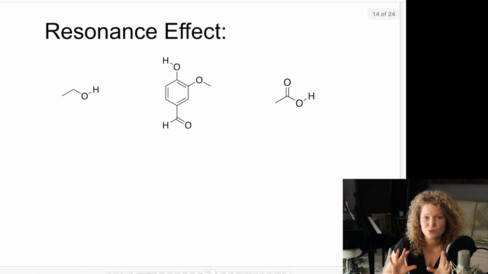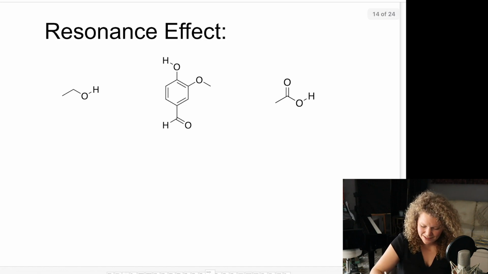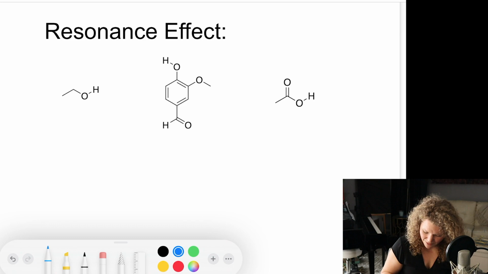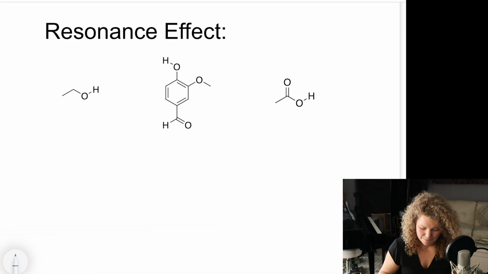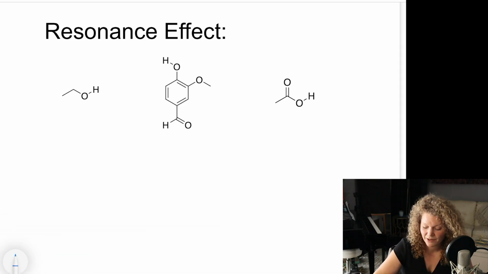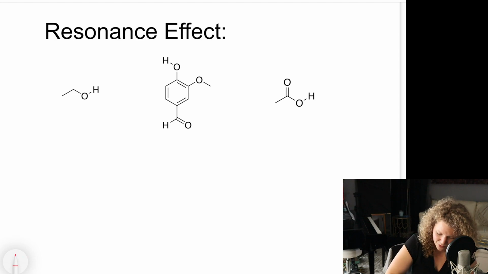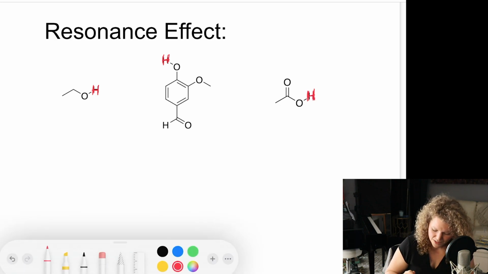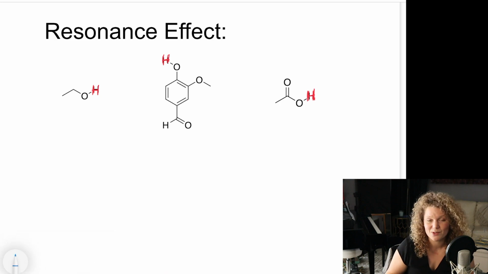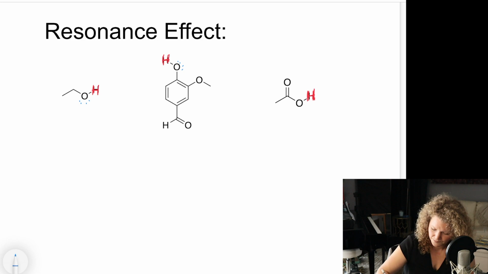The next effect is resonance, and this tends to be a smaller effect than the element effect, but it's helpful when we compare 3 different molecules that all have an acidic proton on the same element. So all of these protons are on an oxygen. I'm going to highlight the most acidic proton of these molecules in pink. Okay, so these protons are all on oxygen. There are no charges on any of the oxygens.